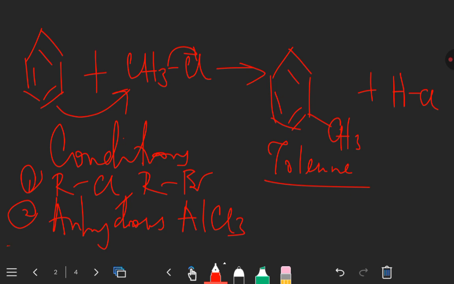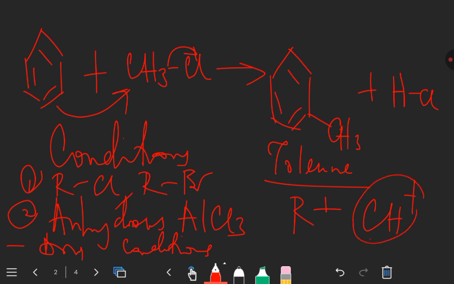Then the other thing which must be there is a dry condition. Then we know that there will obviously be a carbocation formed in that manner, like a methyl with a positive charge. Then this methyl is what is being attacked by the double bond. Okay, so we must understand that.